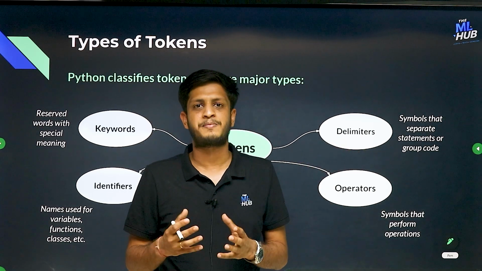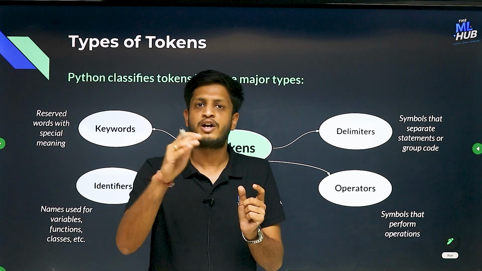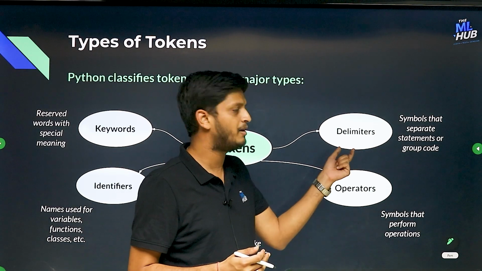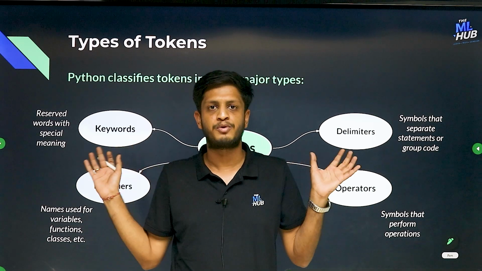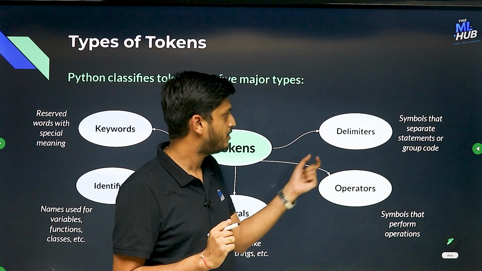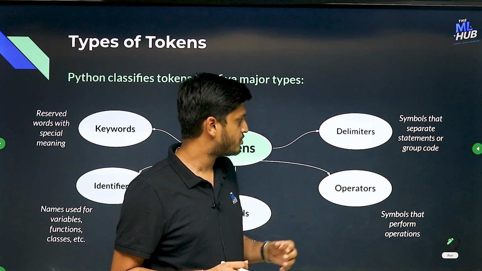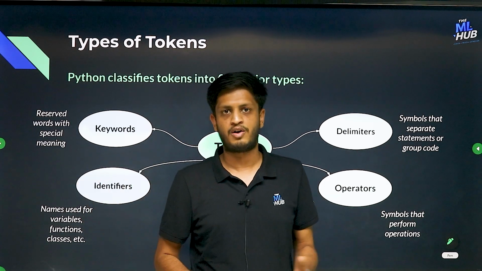And the last is delimiter. Delimiters are just blank spaces. For example, if I add a space or a new line character, all these kinds of spaces are called delimiters. So any Python program will be composed of these 5 things. Symbols that separate statements or group code are called delimiters. So now let's see one by one what all these 5 are.